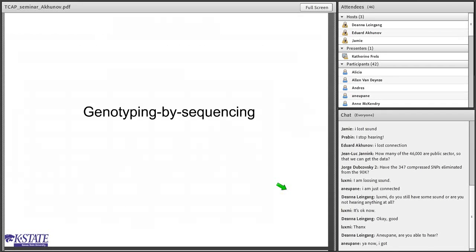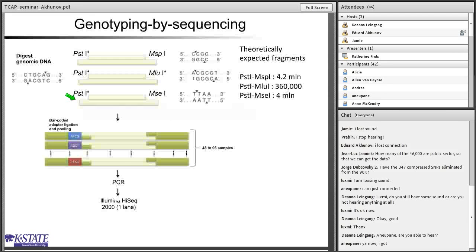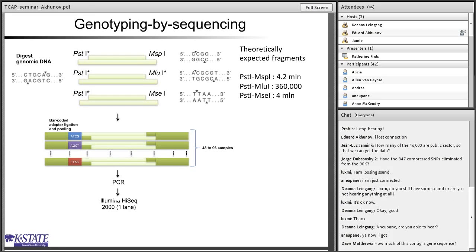And of course, I would like to mention, but I will not go very deeply into the details, genotyping by sequencing. This is another strategy that we are exploring.